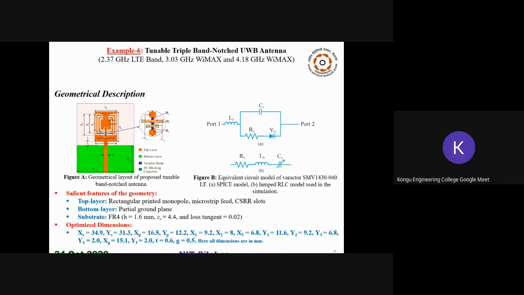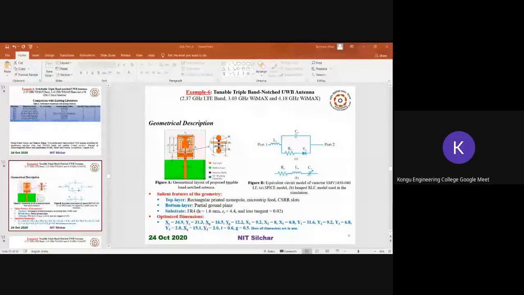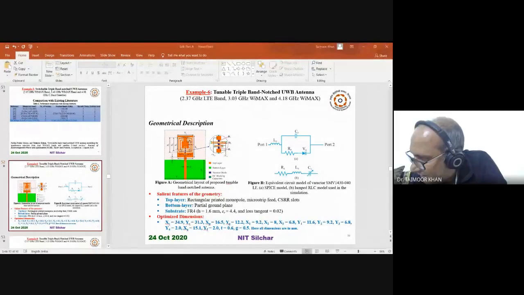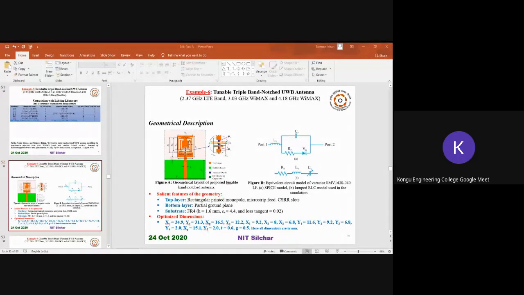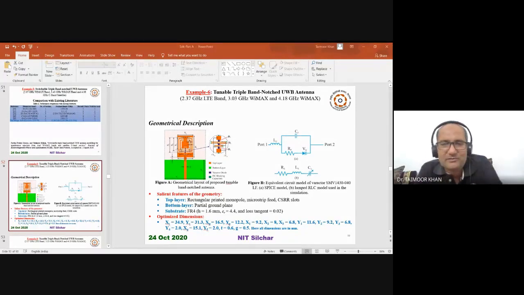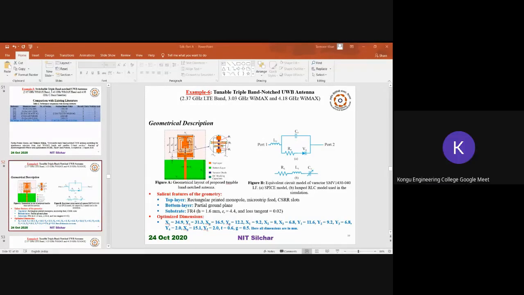Sir, one last question. If you are incorporating FSS structures in ultra wideband MIMO antennas, can we achieve good isolation? Yes, because mutual coupling reduction is an application of EBG, no problem. It is one of the different applications of EBG structures that I gave: mutual coupling reduction.